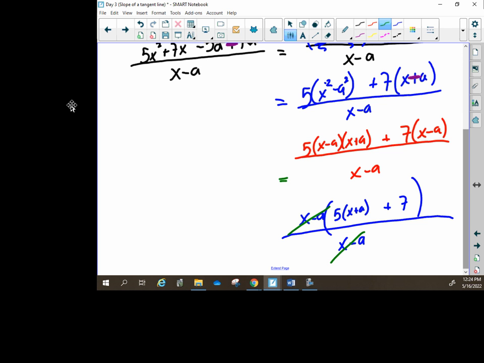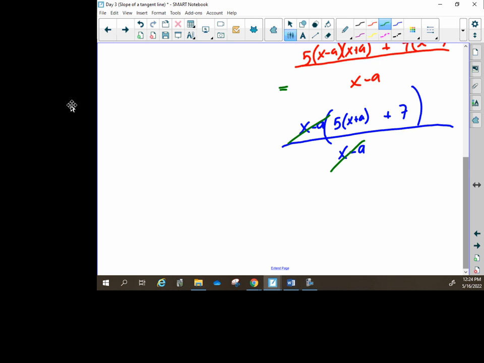X minus a is canceled. And we have defined the limit as x approaches a: 5 times x plus a plus 7, which I guess this could simplify to 5x plus 5a plus 7 if you wanted. Okay, the main thing is this. In place of the x, right here, I've got to substitute an a in there.